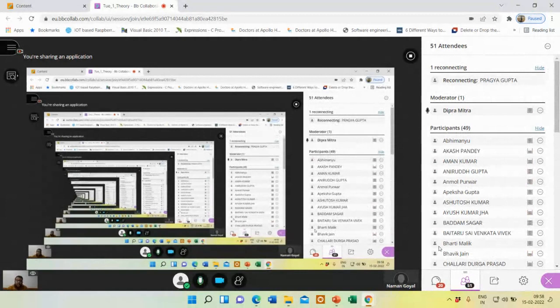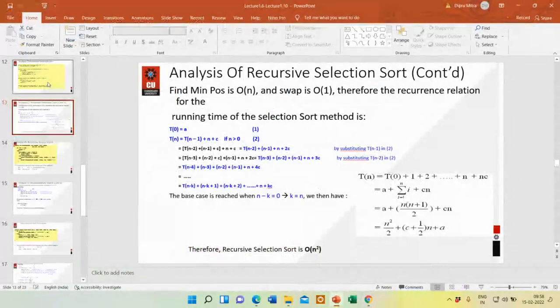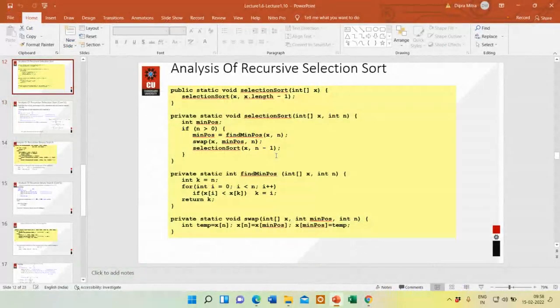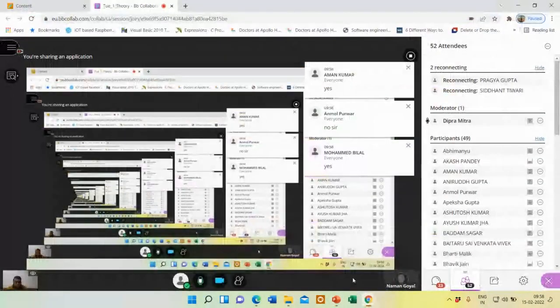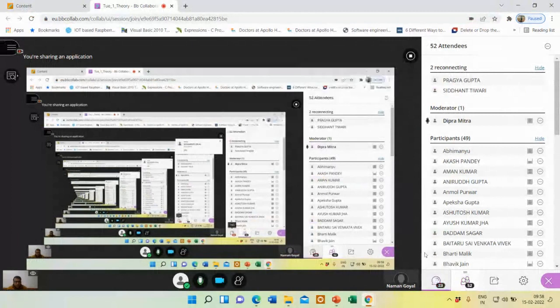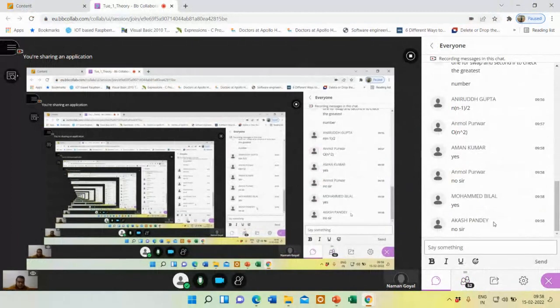So if I am trying to find out the time complexity of bubble sort, then I would be doing the same approach. You can see, I need to write the recursive code. Have you done the recursive bubble sort algorithm? Do you know? Mohammad Bilal, can you please tell me what would be the recursive bubble sort algorithm?